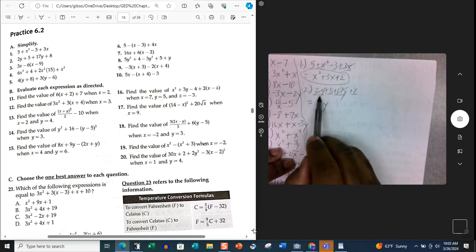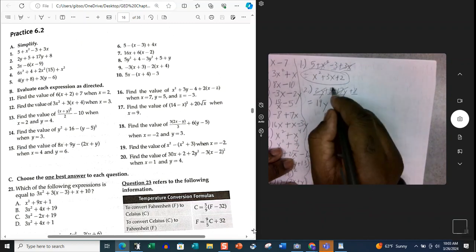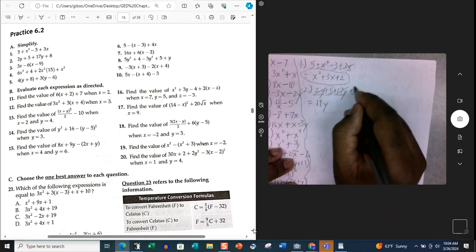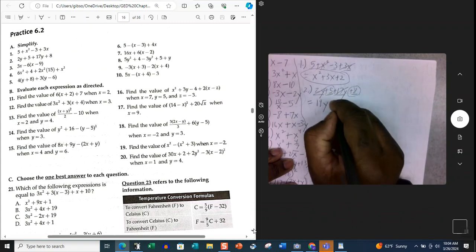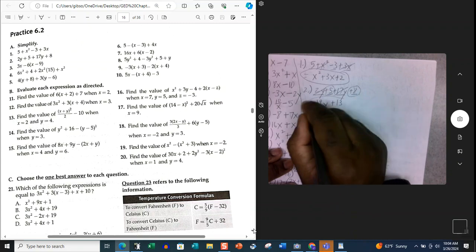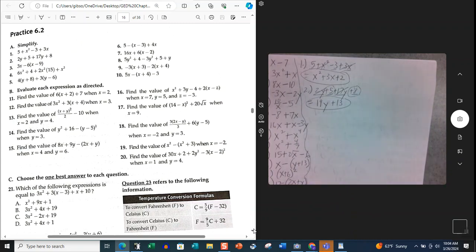So that took care of the 2y and 17y. Now we have the positive 8 and the positive 5. 5 plus 8 will give us positive 13. So that is our second answer.